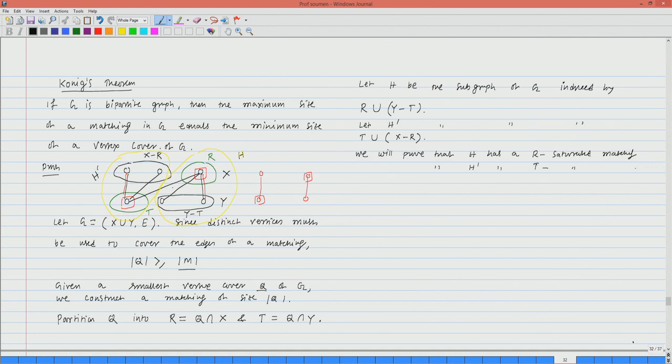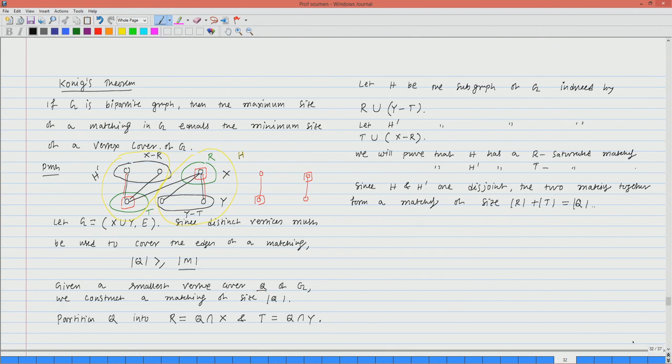And since H and H prime are disjoint, the two matchings together form a matching of size R plus T, which is equal to the cardinality of Q.